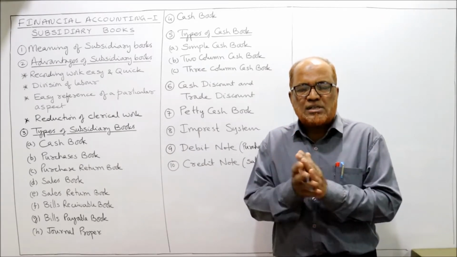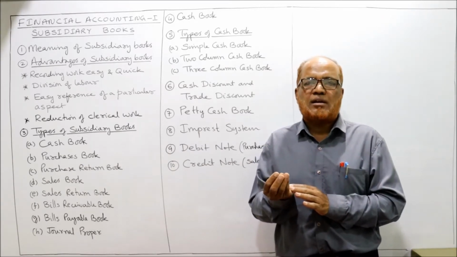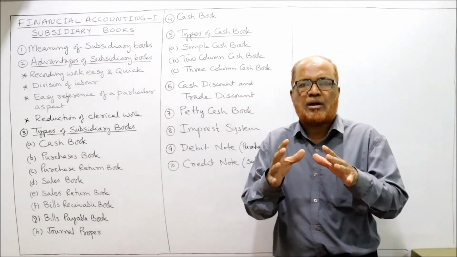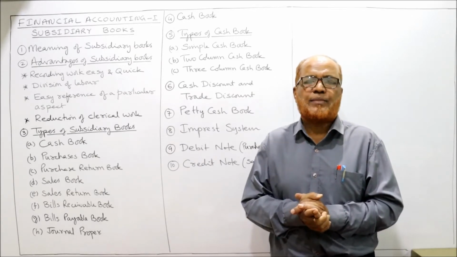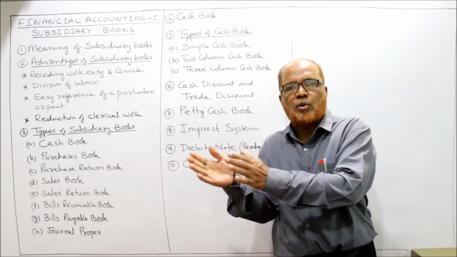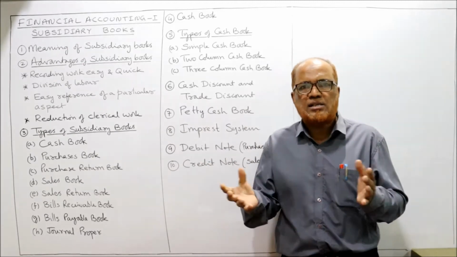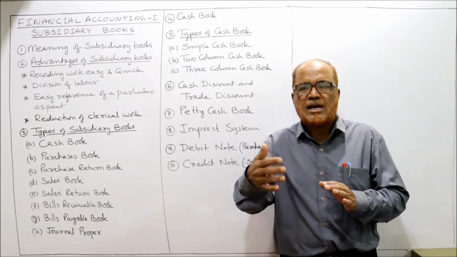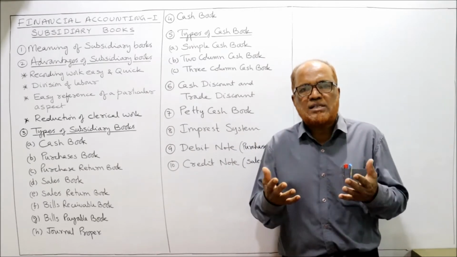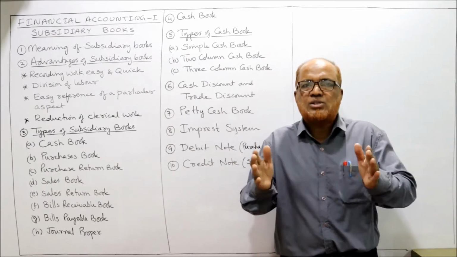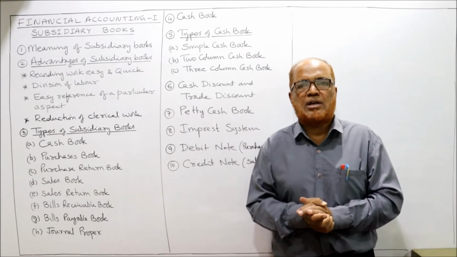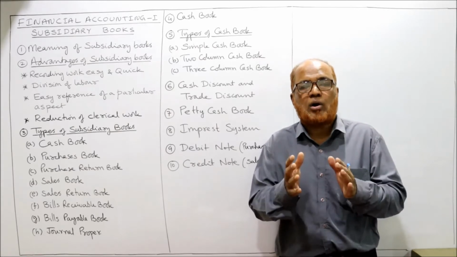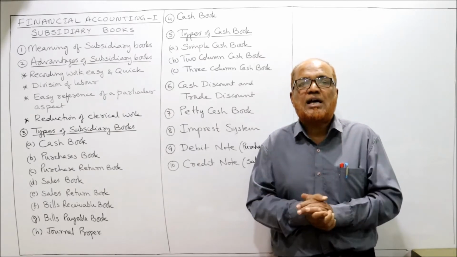So when the business is small, only a few transactions are there, so they can maintain only one journal. All transactions can be recorded in one journal itself. Periodically the transactions can be posted into the ledger accounts. That is the process. But when the business expands, the number of transactions will increase. When the number of transactions increases, the size of the journal will also increase. It will become very bulky. It will be difficult to record all transactions in a single journal.